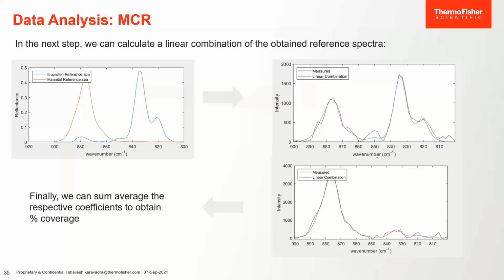When we calculate the correlation between the calculated linear combination and the actual spectrum, we look at the overall area and the mix and the composite spectrum of ibuprofen and mannitol. Once we have completed that, we can get the sum average of the respective coefficients to obtain the total percentage coverage of ibuprofen and mannitol. This approach makes this analytical test again very quick.